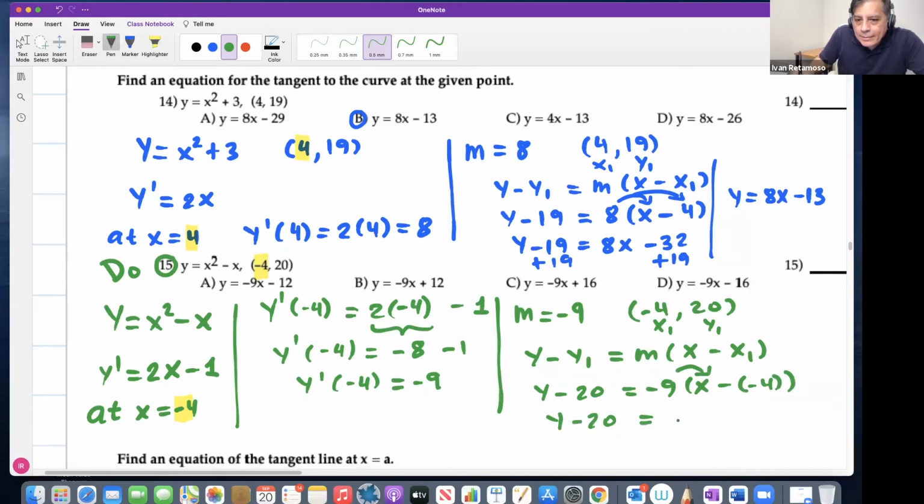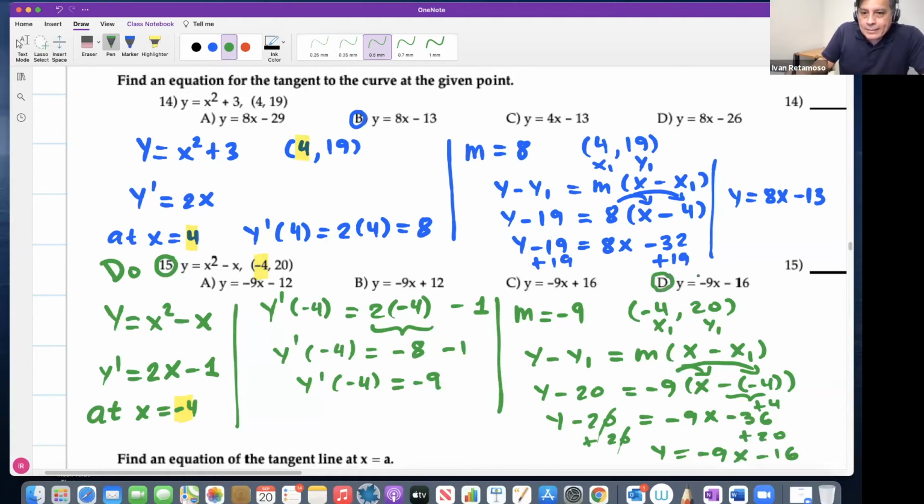So minus 9x, minus a minus is plus 4, right? Plus 4 times negative 9, negative 36, right? Adding 20 to both sides, finally gives me y equal negative 9x minus 16, right? Minus 16. And that is this guy, right? Excellent, excellent, guys. Very good, very good. That's for number 15. All right.